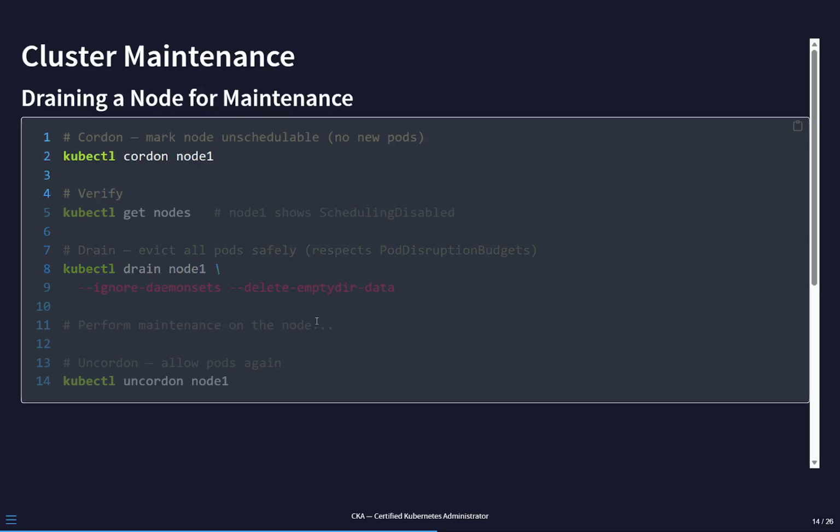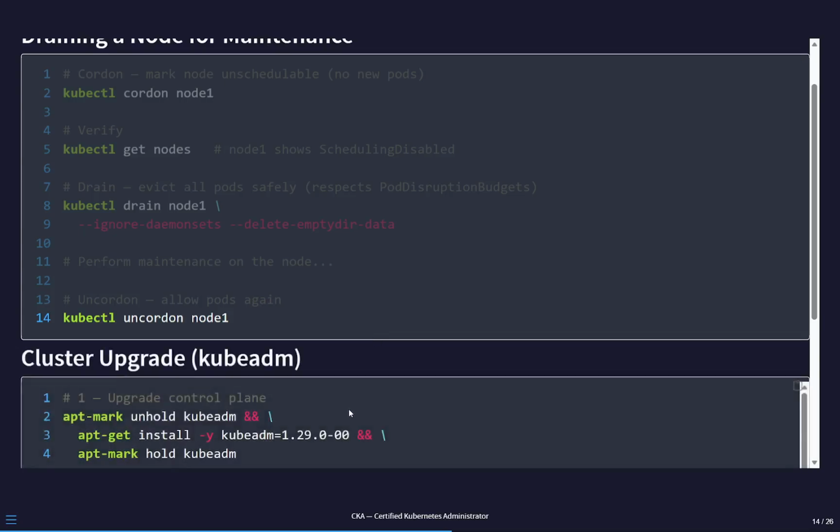Existing pods keep running. Second, drain the node with kubectl drain node1 --ignore-daemonsets --delete-emptydir-data. This evicts all running pods, which deployments will reschedule on other nodes. The ignore-daemonsets flag is needed because DaemonSet pods are expected to run on every node and can't be rescheduled elsewhere. The delete-emptydir-data flag handles pods using emptyDir volumes. Then perform your maintenance. Then third, uncordon the node to bring it back into rotation.